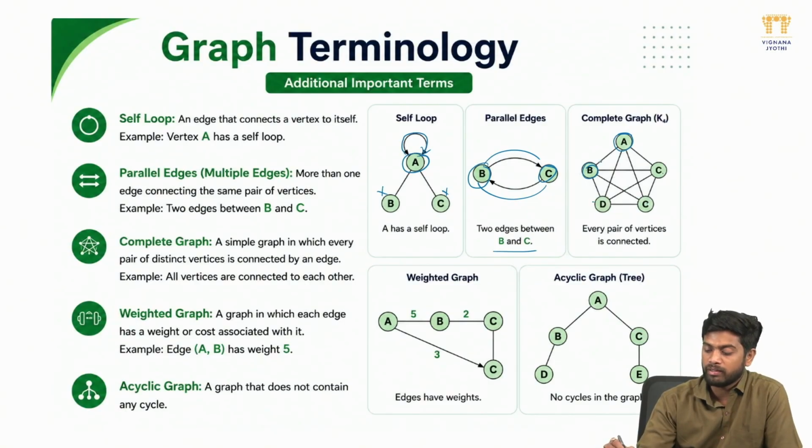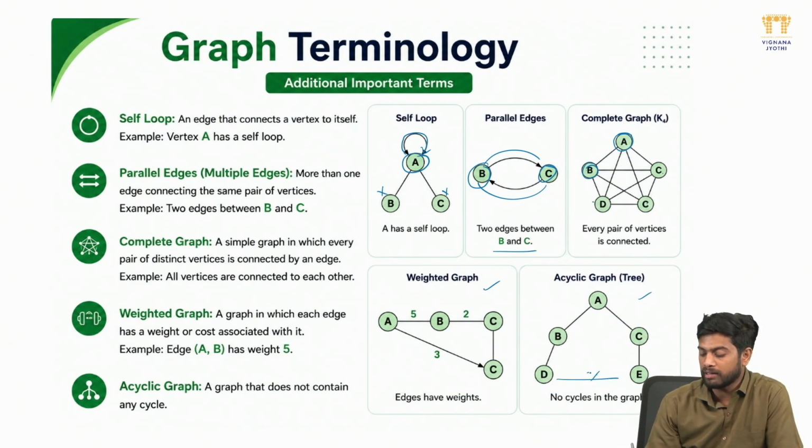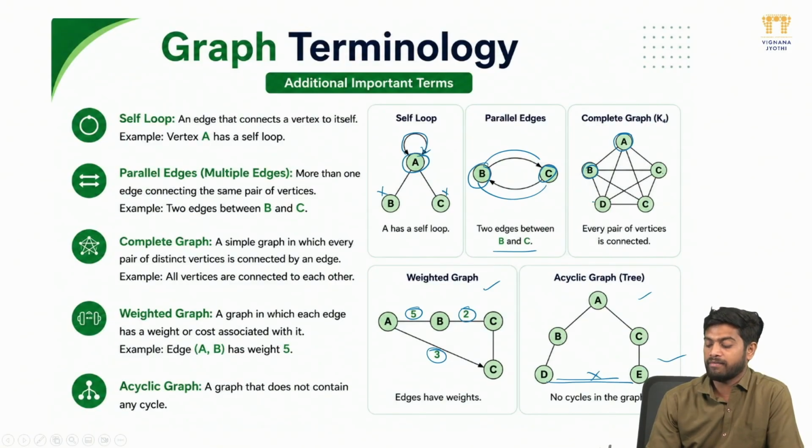Now here, the weighted graph as well as the acyclic graph. Acyclic graph means there is no formation of cycles, no closed path. Weighted graph, we have some weights on the edges. An acyclic graph represents that there is no cycle formation. Here, if there is an edge between D to A, then this could be called a cyclic graph. As of now, no edge lies between D to A, hence it is an acyclic graph.